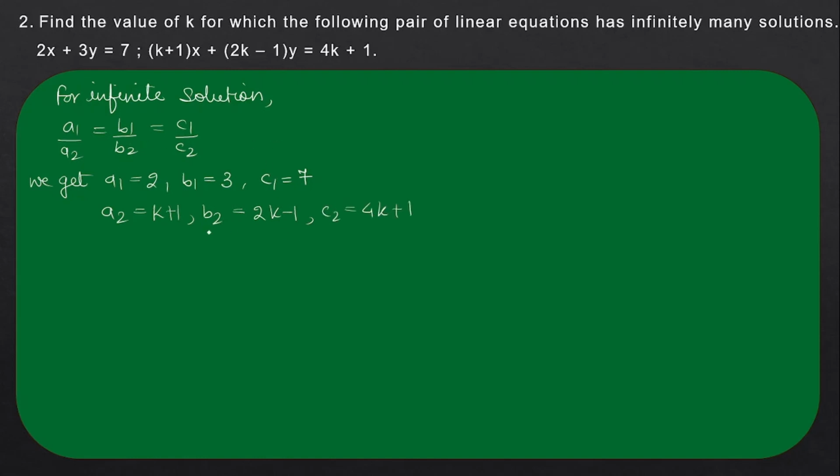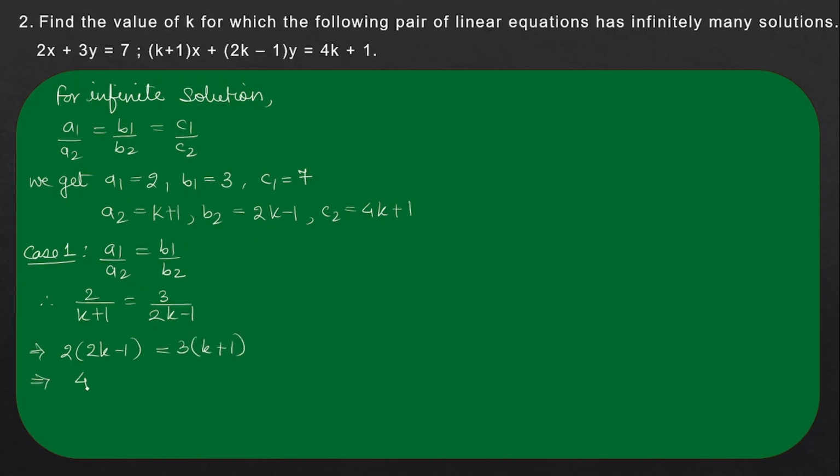Now we need to find the value of k, and since all the three ratios are equal, we can take any of the ratios. But just for clarity's sake, we will take two ratios and we will check whether we are getting the same value of k or not. So let us see, a1 by a2 is equal to b1 by b2. We get 2 over k plus 1 is equal to 3 over 2k minus 1. On cross multiplication, I will get 2 times 2k minus 1 is equal to 3 times k plus 1. Further open the bracket. 4k minus 2 is equal to 3k plus 3.